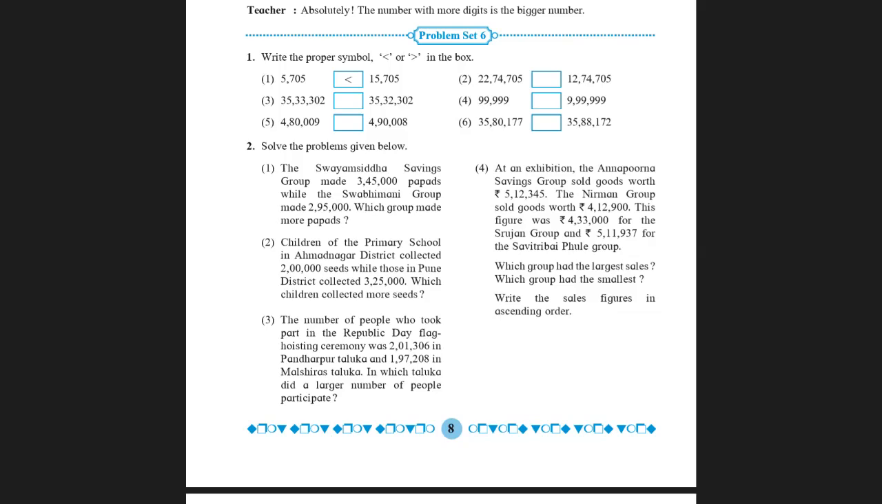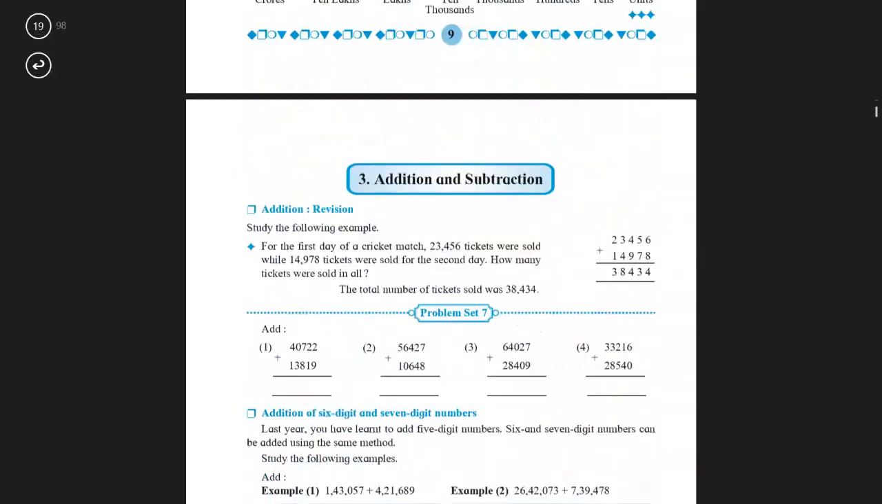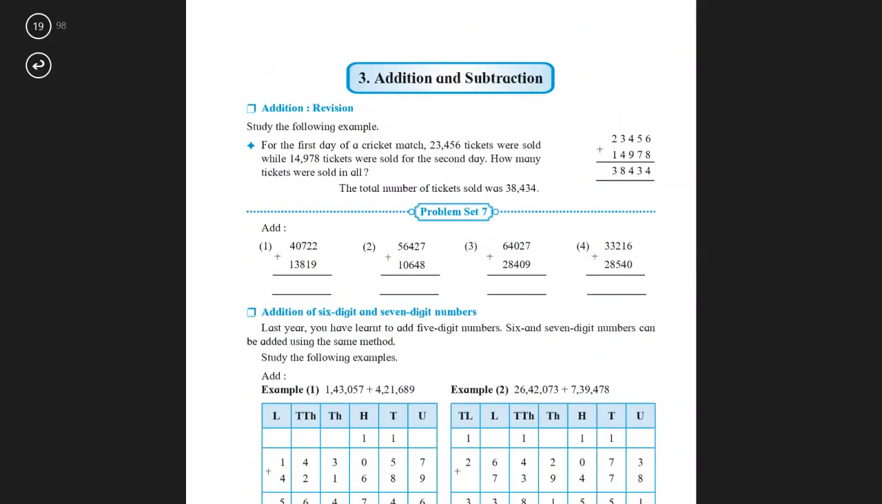Children, done? Now we go to the third chapter, addition and subtraction. Now, as I keep telling you, with your pencil just put a cross mark against it so that you know it is not there. Now, the first part, addition, revision, those first 4 lines, 5 lines are not there. Problem set 7, all those 4 questions will not be there. Understood? Problem set 7, all these 4 questions are not there, and addition, revision, the first 5 lines will not be there. Okay.